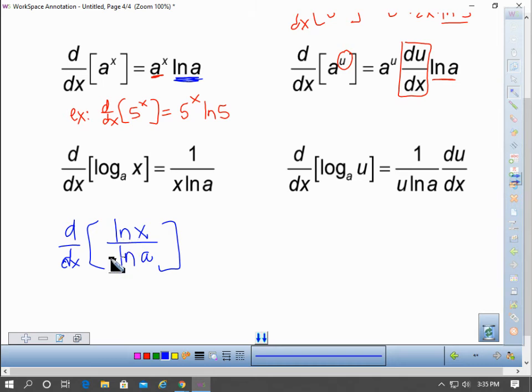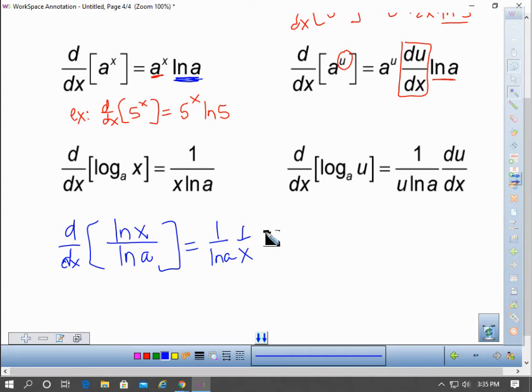Now what I want to do is take the derivative of this. Okay, now natural log of a is just a number, so that's a coefficient. So that's not going to go anywhere. 1 over the natural log of a, because natural log of a is just a numerical value. So what I'm really taking the derivative of is natural log of x. We know how to do that. The natural log of x, its derivative is the derivative of this function divided by the function. So that's going to be 1 over x. Notice this is the same answer as up here. So you get the same answer, but it's so much easier than trying to memorize a new rule.